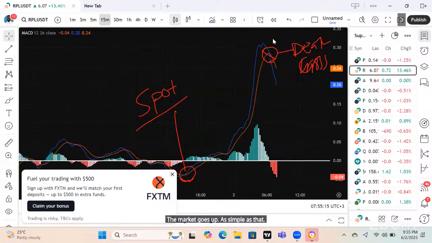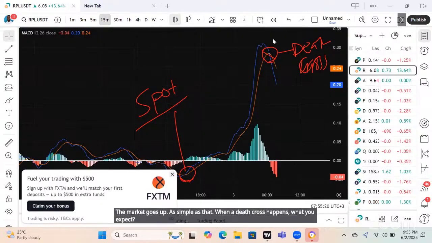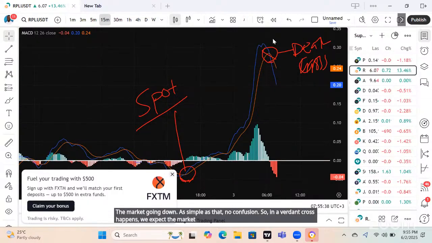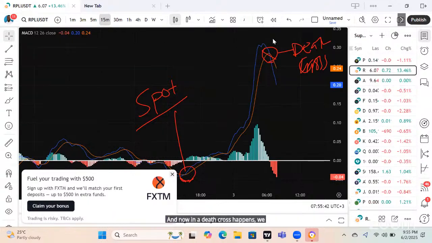When a death cross happens, what do we expect? The market going down. As simple as that. No confusion. So when a golden cross happens, we expect the market going up. And when a death cross happens, we expect the market going down.